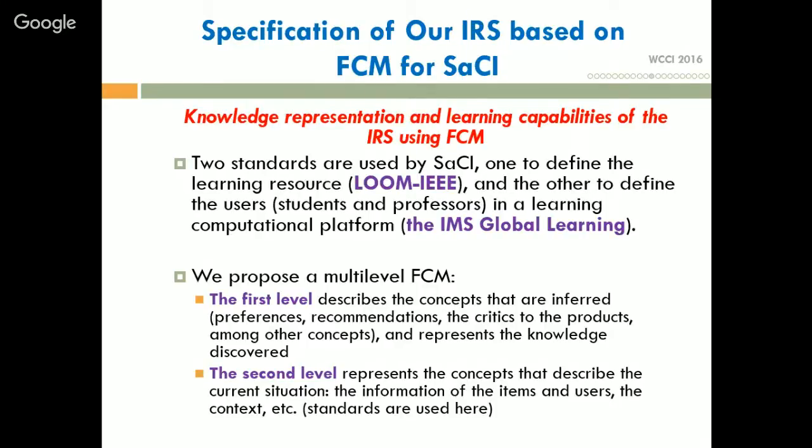We propose, again, a multi-level cognitive map, where in the first level we describe the different concepts that we are going to infer. That means here we have the concepts that describe the recommendation, or the concepts that describe the critics about one product, the opinion about one product.